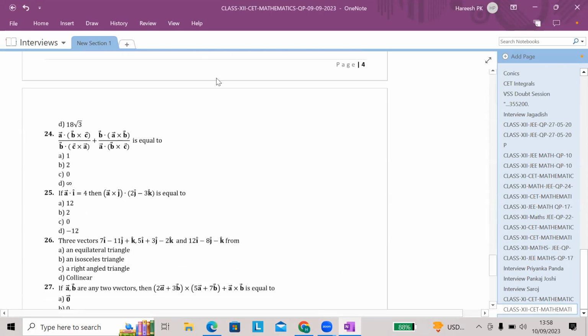We know that A, B, C and B, C, A, if they are all in cyclic order, are one and the same. So A, B, C and B, C, A both are equal. They get cancelled. You will get the answer as 1.